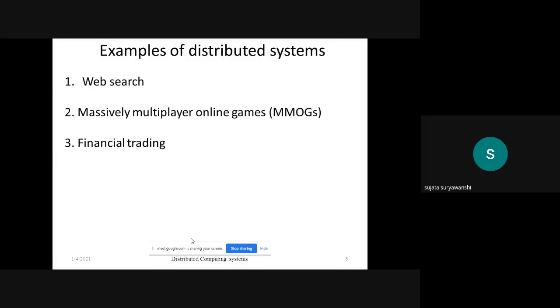Okay, so now we'll see the next concept, the examples of distributed systems. As I told previously, the restaurant is also an example of a distributed system in day-to-day life. But in case of networking and computer systems, we'll see different examples. First one is web search, then massively multiplayer online games, which is also an example of a distributed system, and the last one is financial trading. The World Wide Web is also a very popular example of a distributed system. Now we'll see all these examples in detail after this PPT.